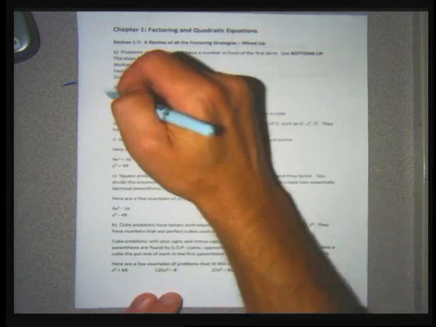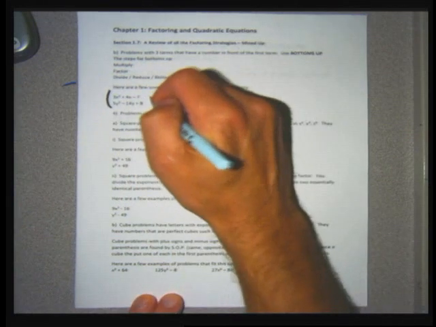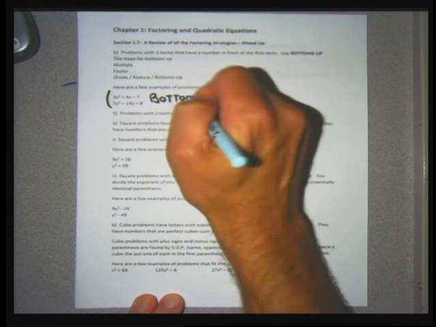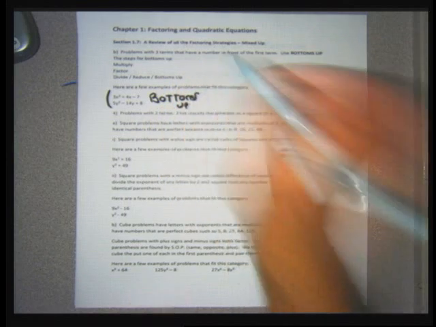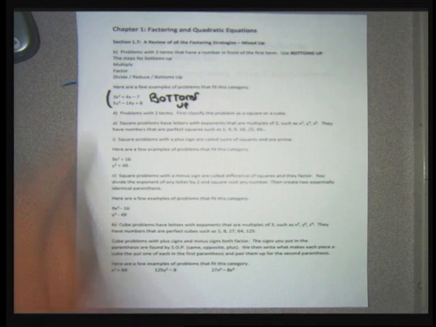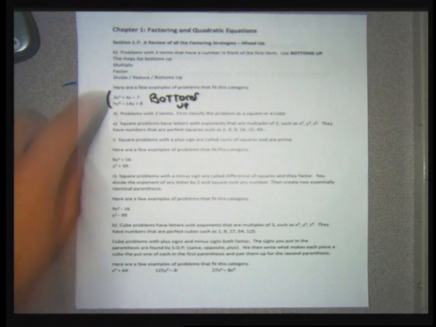So problems like these are stuck using bottoms up, and I don't know immediately what my firsts are. I could know immediately what my signs are. That template for the signs that I did in the last grouping, that template for the signs will work in bottoms up as well. But I don't know what my first should be for certain, and I'll go through the whole bottoms up process if I have 3 terms and there's a number in front of the first term.